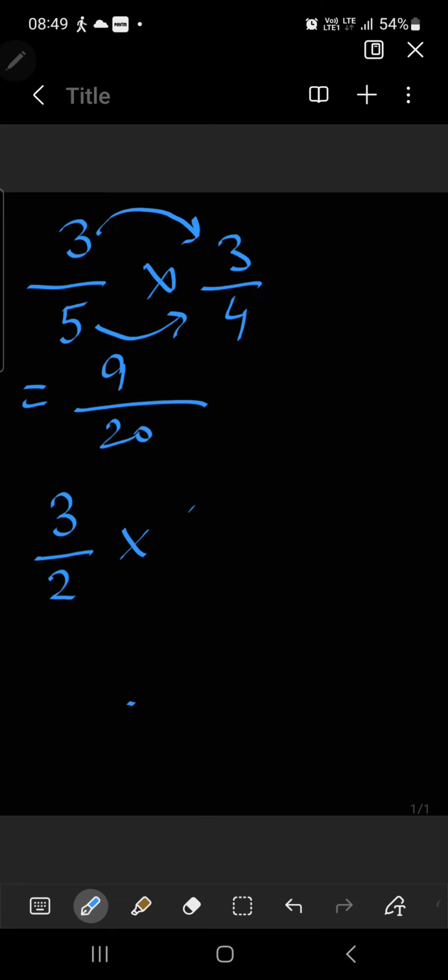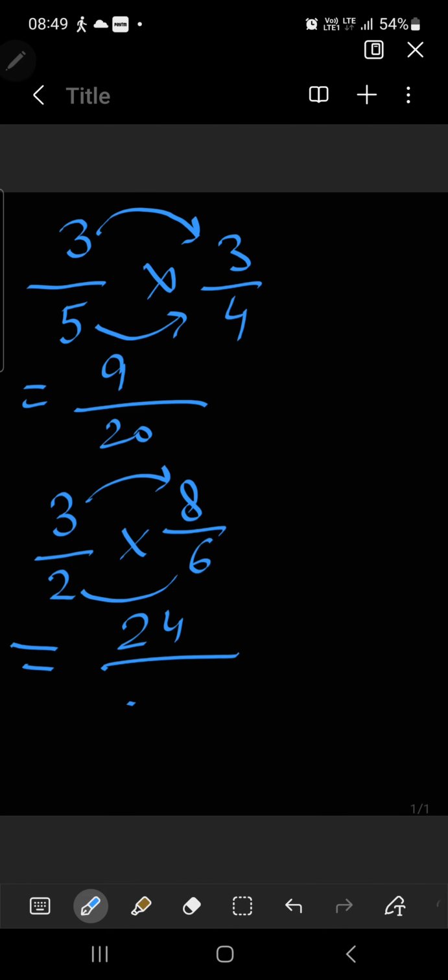3 by 2 into 8 by 6. Again, you only have to multiply the numerators together and the denominators together, 12, which is 2. Okay. So in this way you can multiply your fractions.